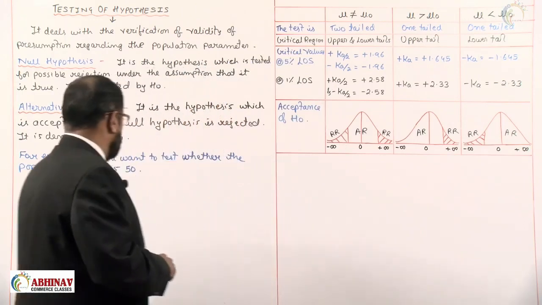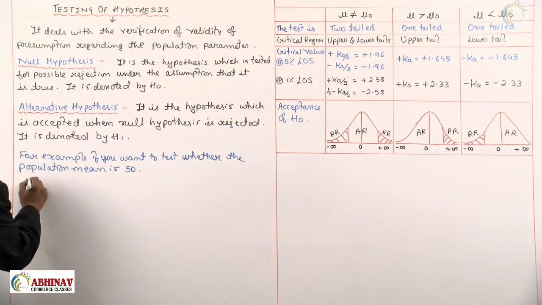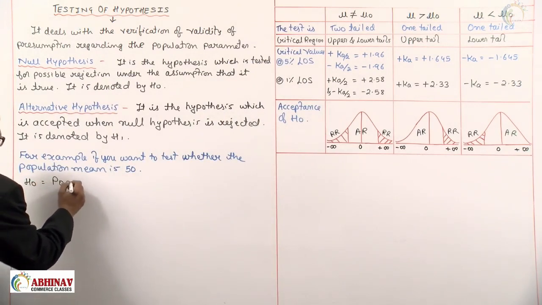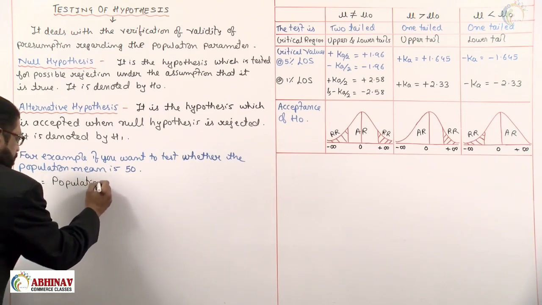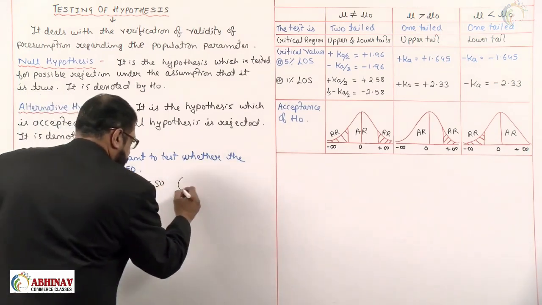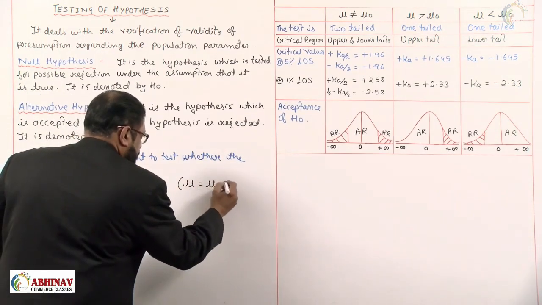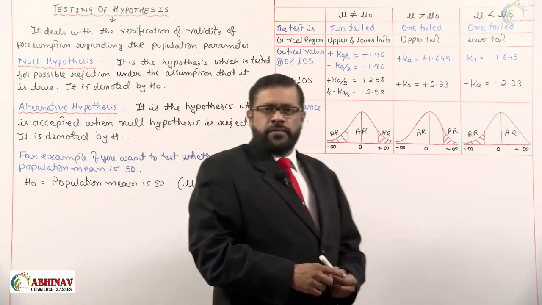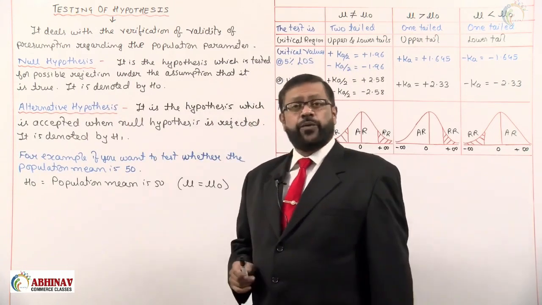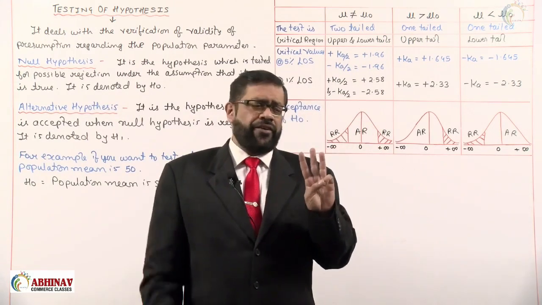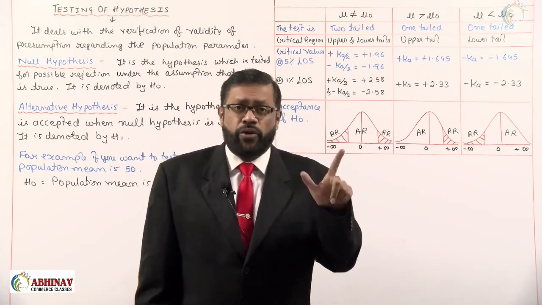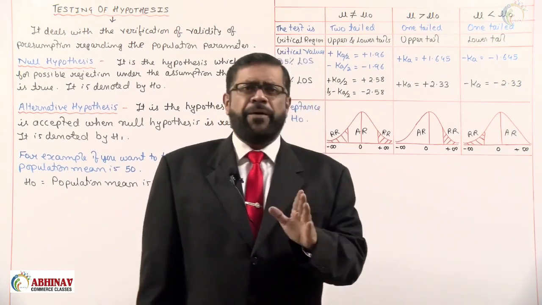Let's see first what null hypothesis we should write. Null hypothesis means H0. What will we write for H0? Population mean is 50. That means your mu is always equal to mu naught. Now the question is, what will be H1? H1 we can write in three types. First, it may be not equal to, it may be more than, or it may be less than. That depends upon the problem.